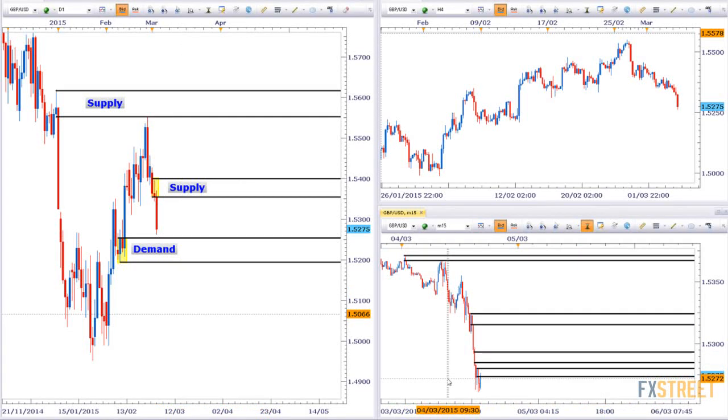And this is a major trap that a lot of people fall into, because they're going to sell far too late in the trend, or they buy far too late in the upward trend as well.